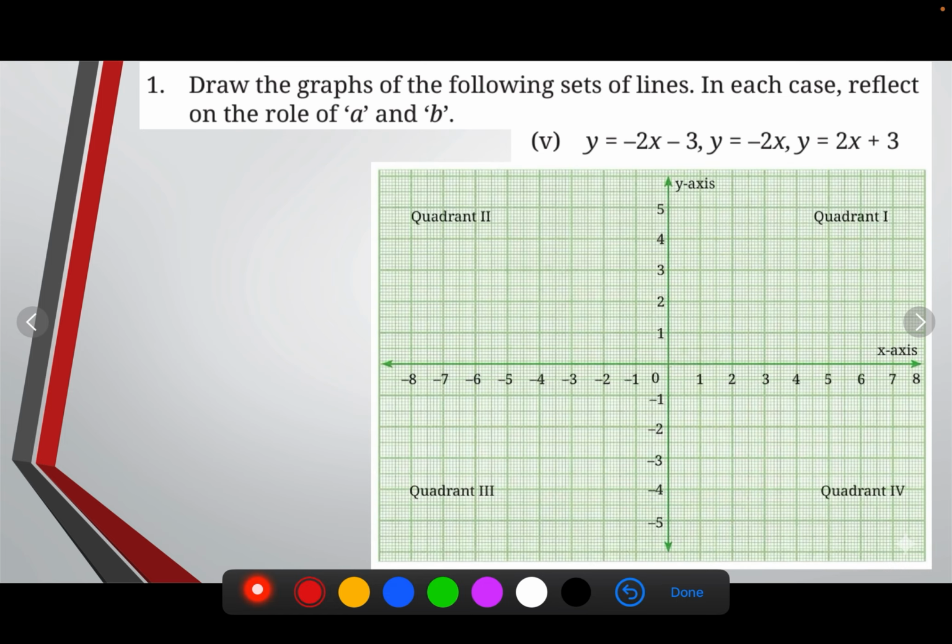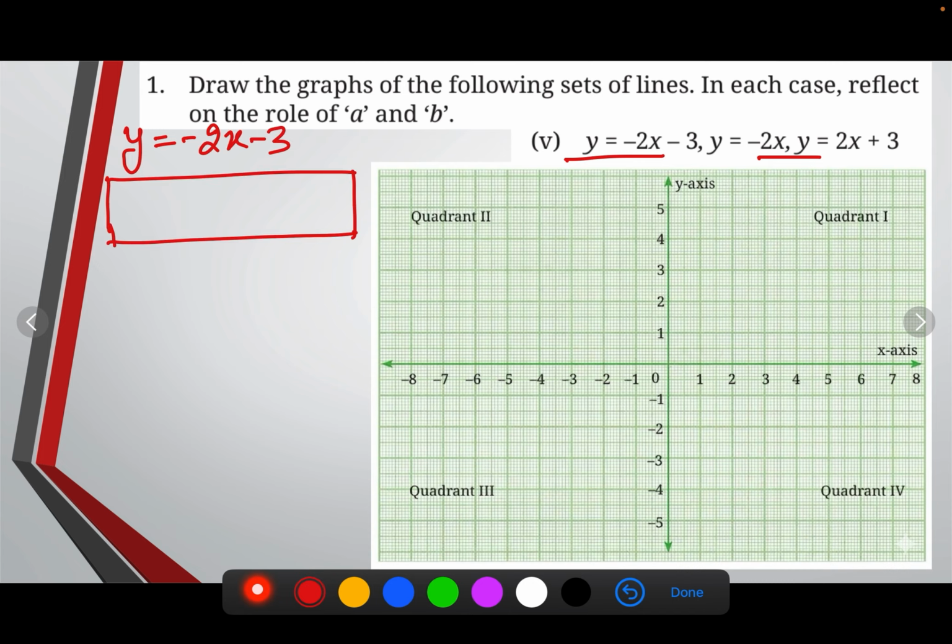Now the graph question we have already discussed. We have to find 3 solutions for each equation. So let's pick up the first one, which is y is equal to minus 2x minus 3. 3 solutions, x and y. Put x as 0. Then x is 1. x is minus 1. Choice is mine. I can put anything I want.